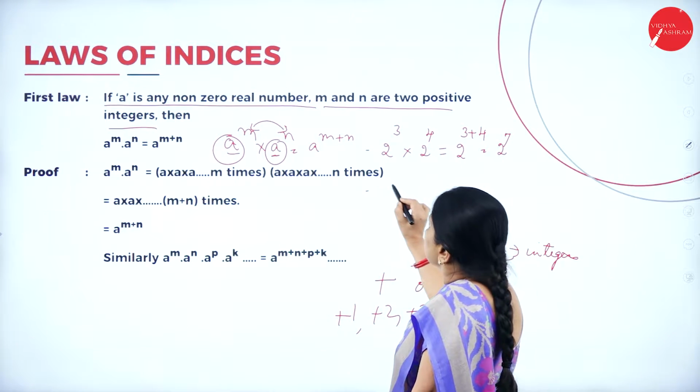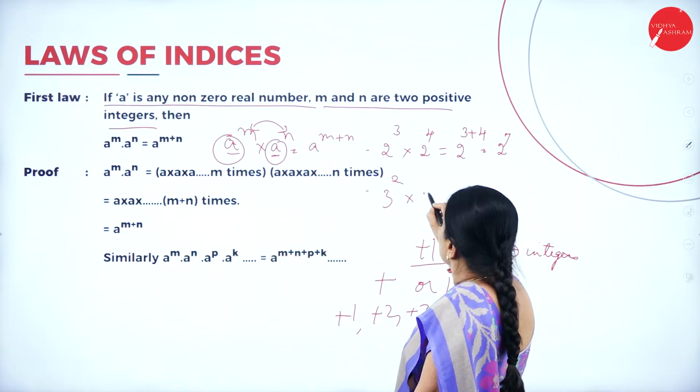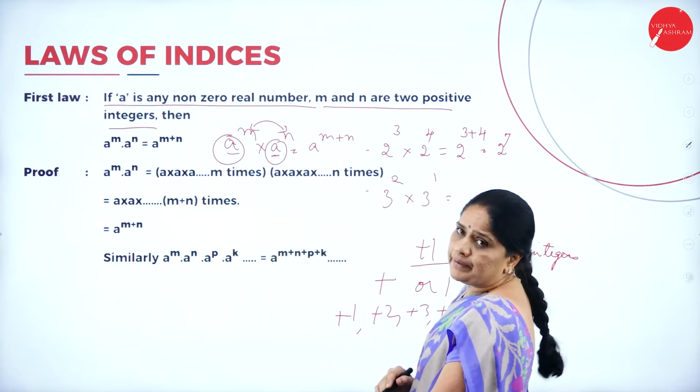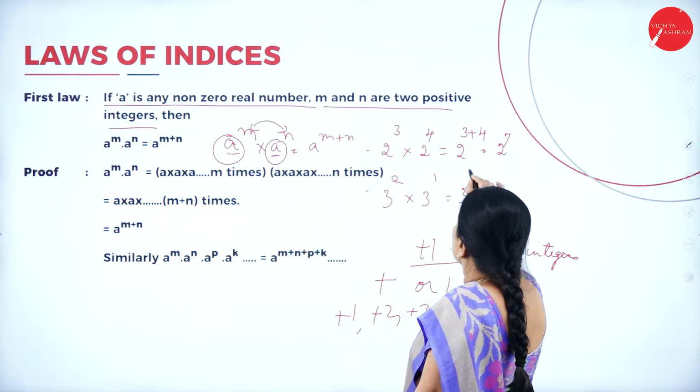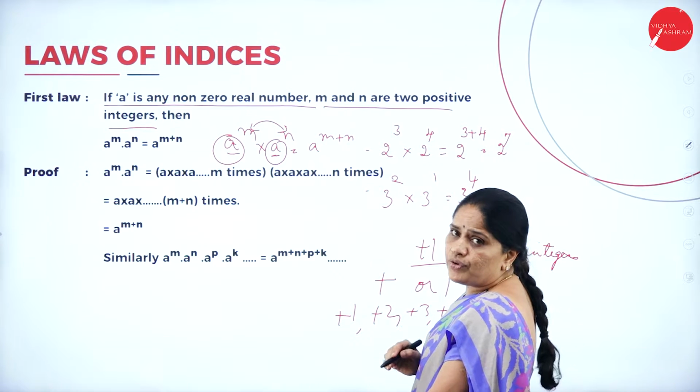Now, I will give you one more example. 3 to the power of 2 into 3 to the power of 1. What will be the answer? 3 to the power 4. What does this 3 to the power 4 mean?